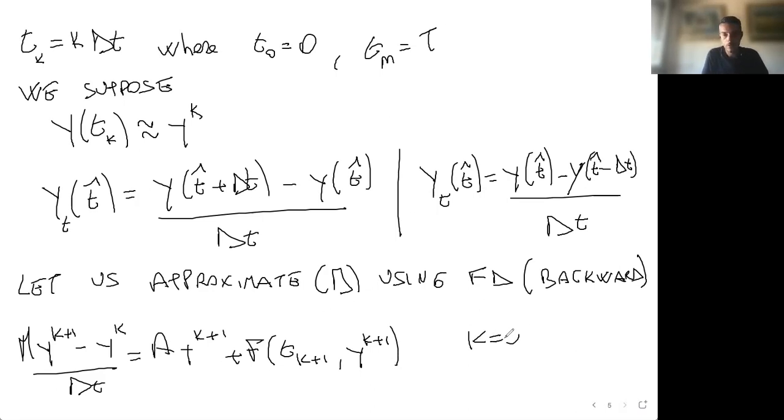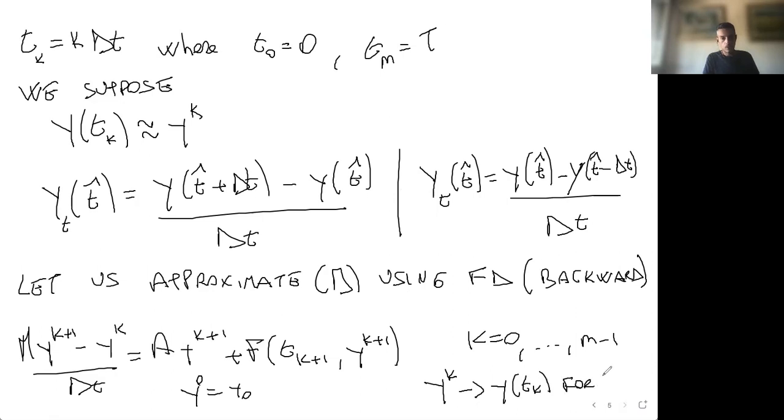This is for k from 0 up to n minus 1. And also for sure, we have that y0 is equal to y0. The idea is that yk tends to y of tk for delta t that goes to 0, so that we have convergence of the method. I'm not going to deal with the consistency and stability of the problem. I just want to recall it to set our course.